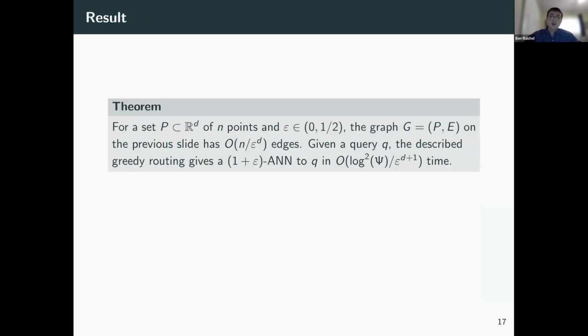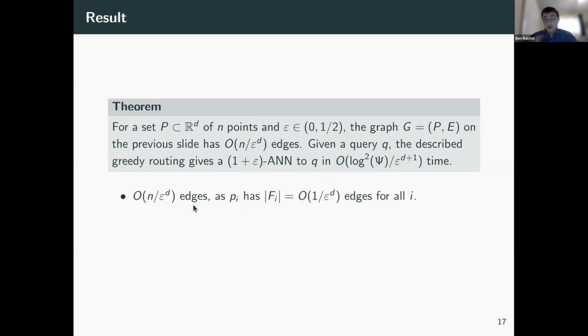Okay. So what I want to show is the following theorem: for endpoints and a parameter epsilon, this graph, the one I just described, has n over epsilon to the d edges, and given a query, it gives me a 1 plus epsilon approximate nearest neighbor, and it does so in log squared spread over epsilon to the d plus 1 time. Okay?